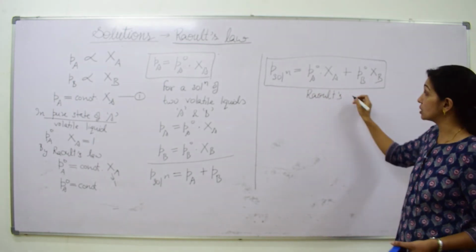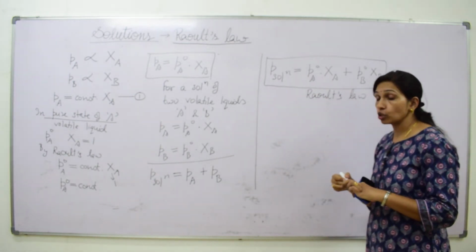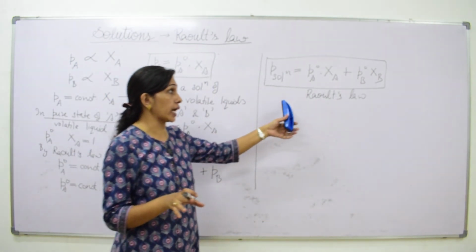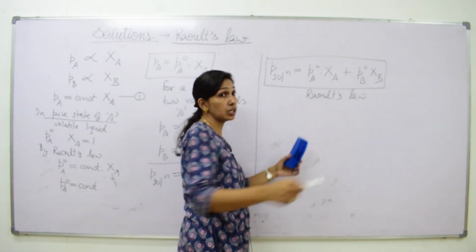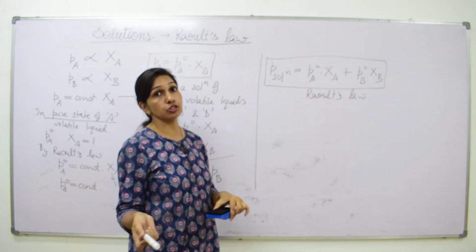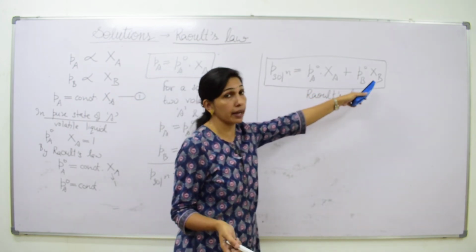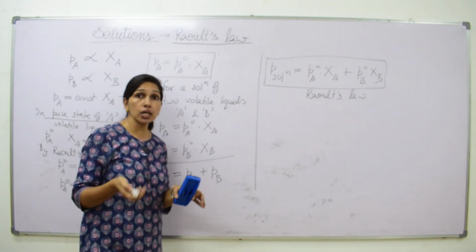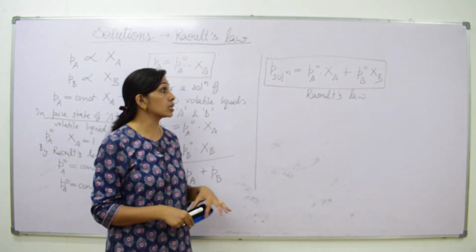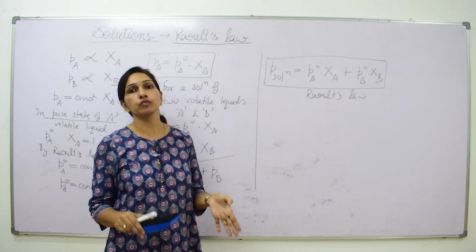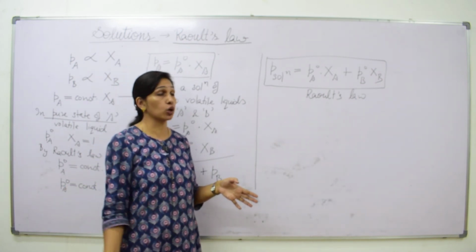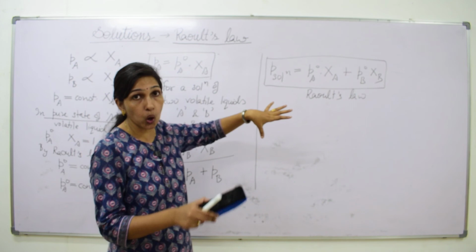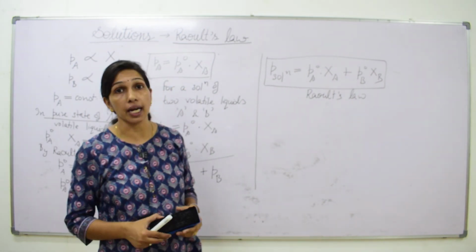This is the mathematical expression of Raoult's law for a binary solution having two volatile liquids A and B. Now, those solutions which obey Raoult's law at all concentrations and temperatures are termed ideal solutions, and those which do not obey this law over the whole range of concentration and temperature are known as non-ideal solutions.